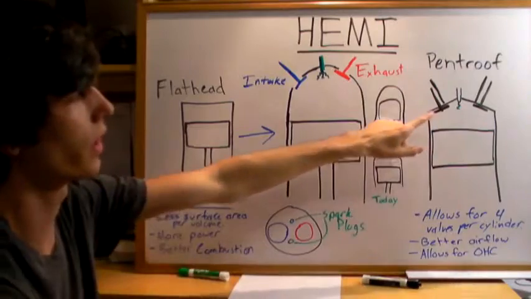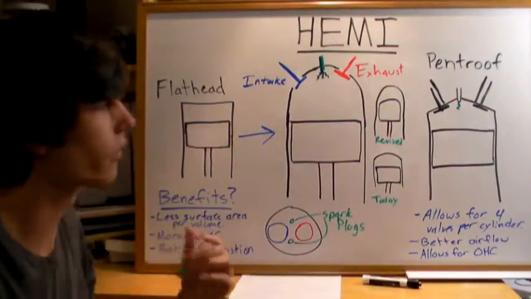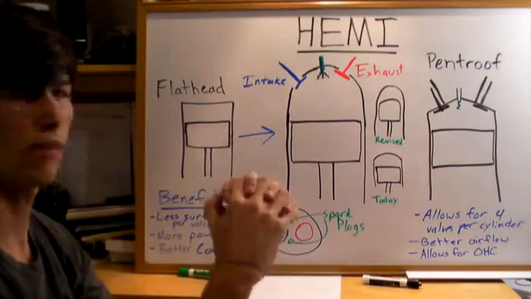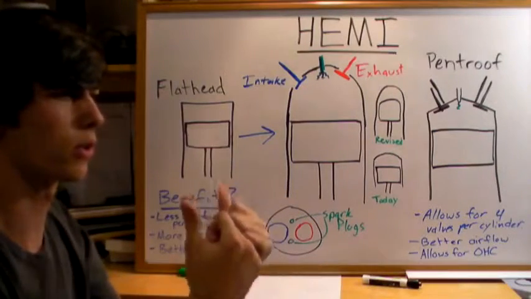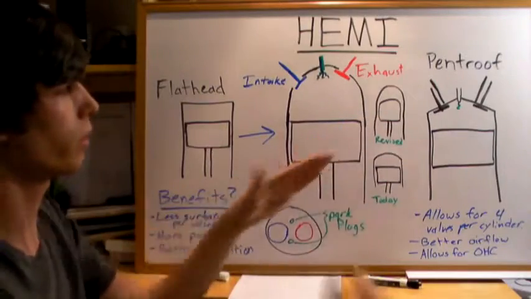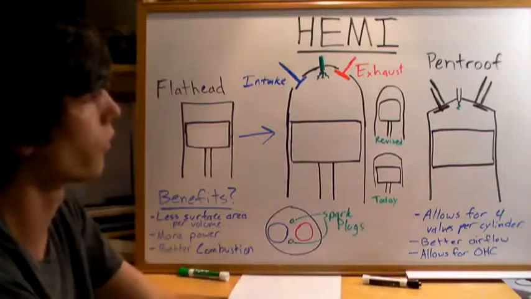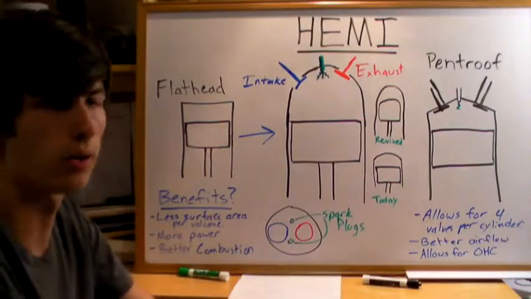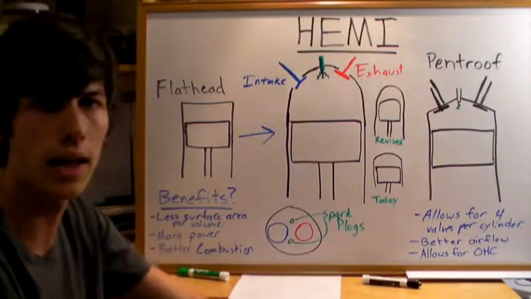A pent roof design is like a triangle here, and it allows you to have 4 valves per cylinder. Now, think of a dome, like half of a sphere here, and you want to put 4 valves in it. It's very difficult to do. Your valve positionings are going to be very awkward. With a pent roof design, it makes it real simple. They just line them up, and you can have 4 valves per cylinder. With 4 valves per cylinder, you're going to have better airflow. Another benefit of the pent roof design is that you can have overhead cams.